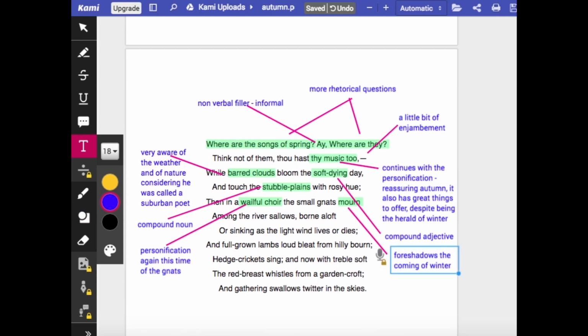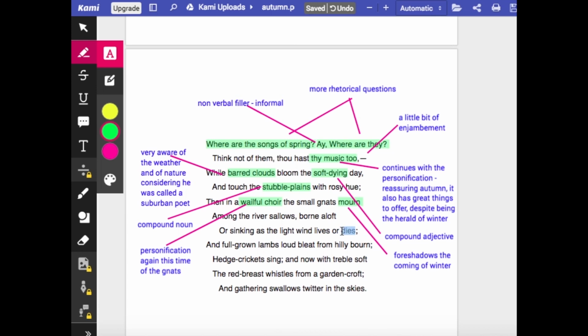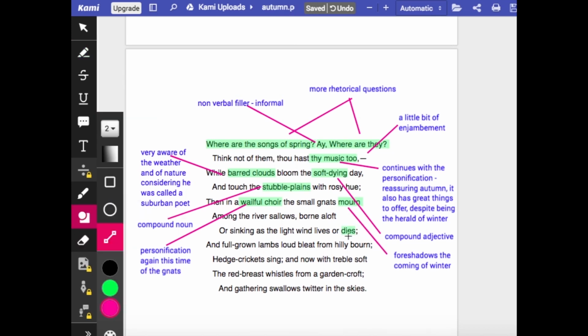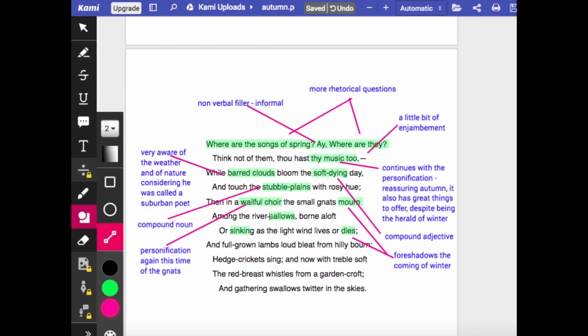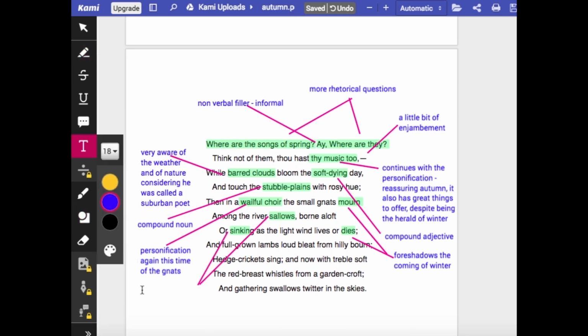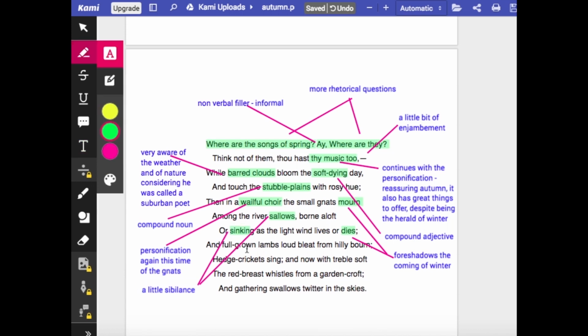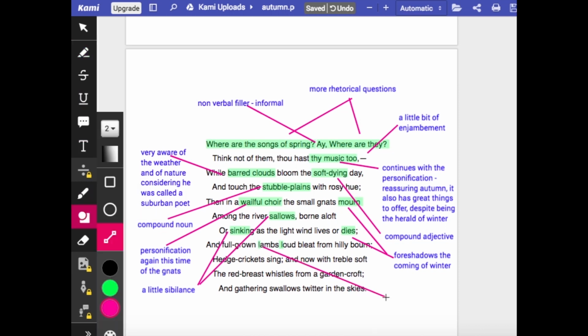This stanza is more preoccupied with what's to come, and perhaps with the overarching metaphor of the idea that autumn is the precursor to death, and we often talk about someone in later life as having reached their autumn years. A little bit of sibilance with sallows and sinking, change of technique, but nevertheless very effective. And then some more alliteration, and full-grown lambs loud bleat from hilly bourn.